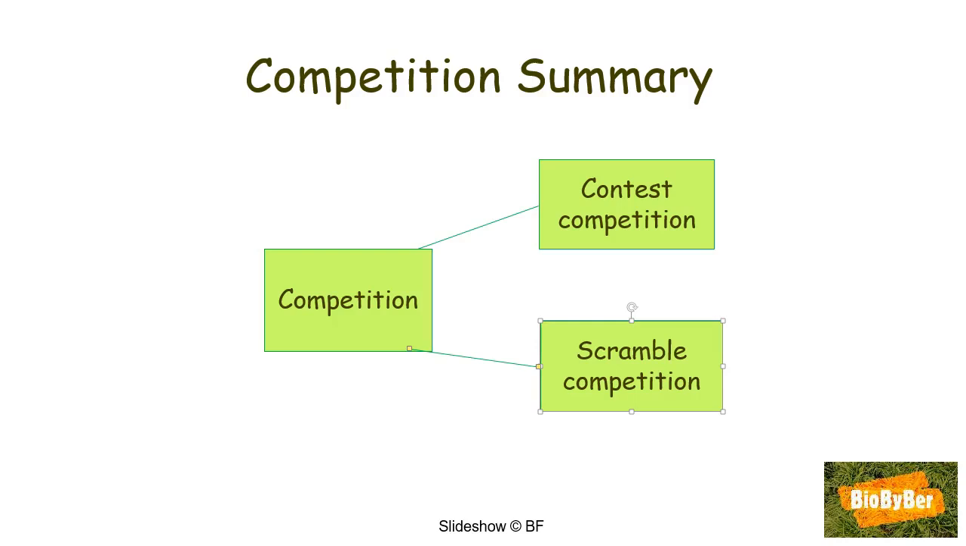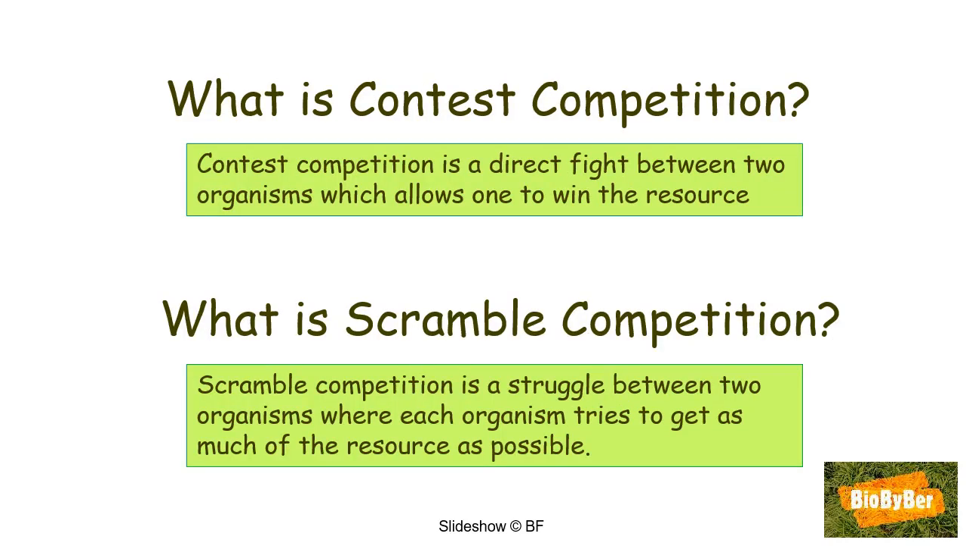Now, there are two types of competition that we have to know. The first type is contest competition, and the second type is scramble competition. What do these mean? Well, contest competition is a direct fight between two organisms which allows one to win the resource. There is an active physical contest between the two individual organisms. Competition results in one organism getting the resource while the other organism is left without it. Loser.